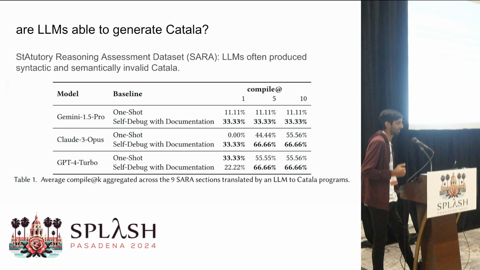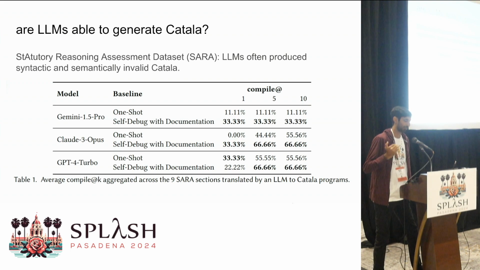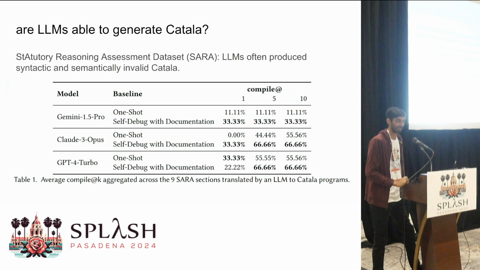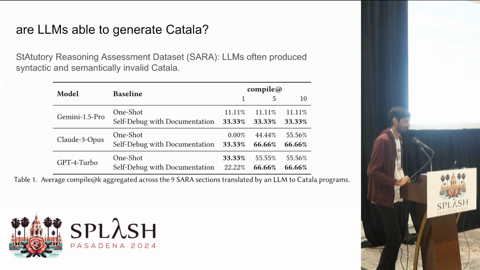And somewhat unsurprisingly, we found that the LLMs often produce syntactically and semantically invalid Catala. So as I showed before, Catala has a very unique syntax, and we also jokingly refer to Catala as a no-resource language, in quotes. You may have heard of low-resource languages like Rust and other things in which there aren't that many examples on the internet. Catala has an order of magnitude fewer examples on the internet, which means that LLMs have not really been trained on the syntax and semantics.